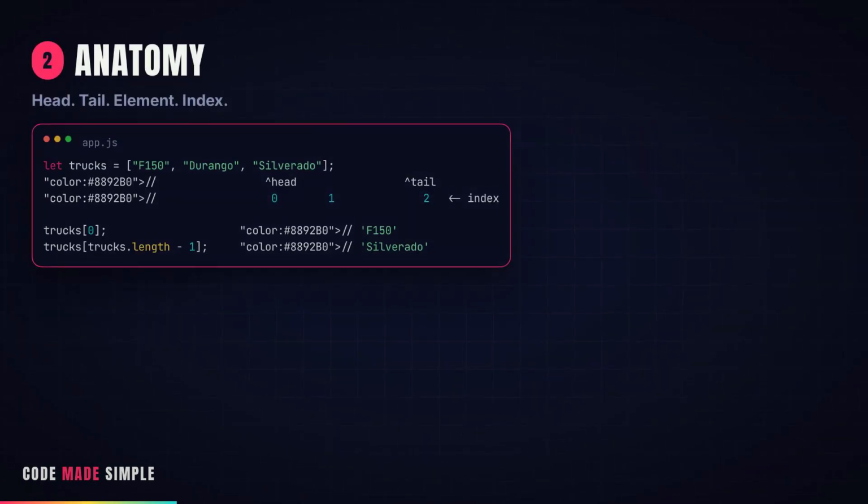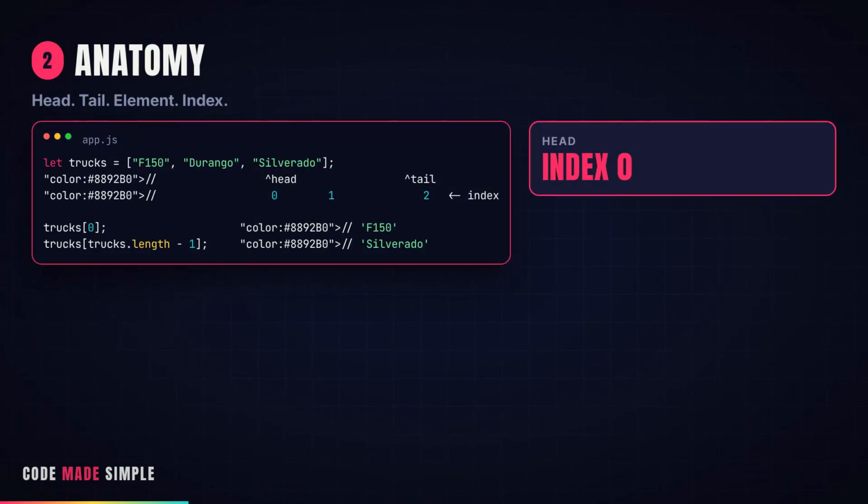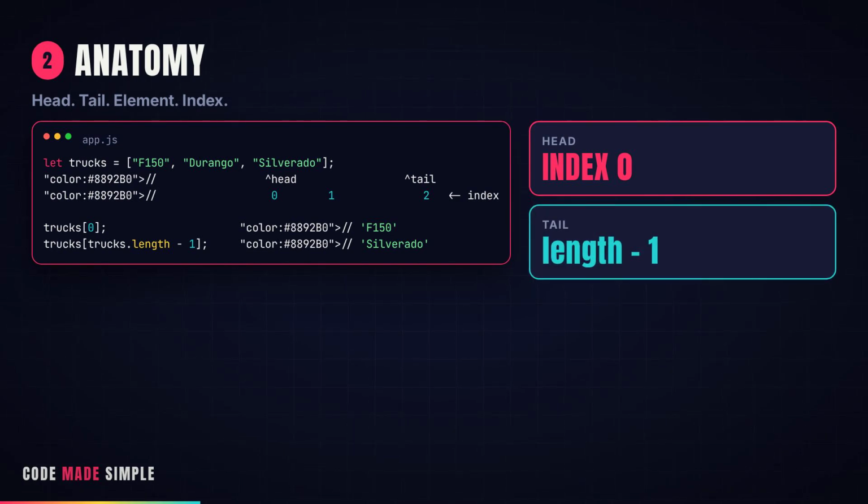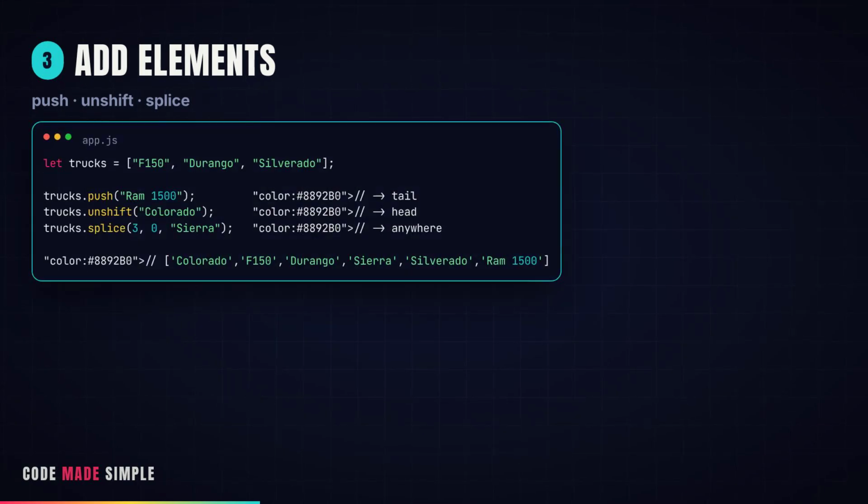Every array has an anatomy. The first item is the head, index 0. The last item is the tail, index length -1. Every item is called an element. Its position is called the index. Remember those 4 words. Now, adding elements.